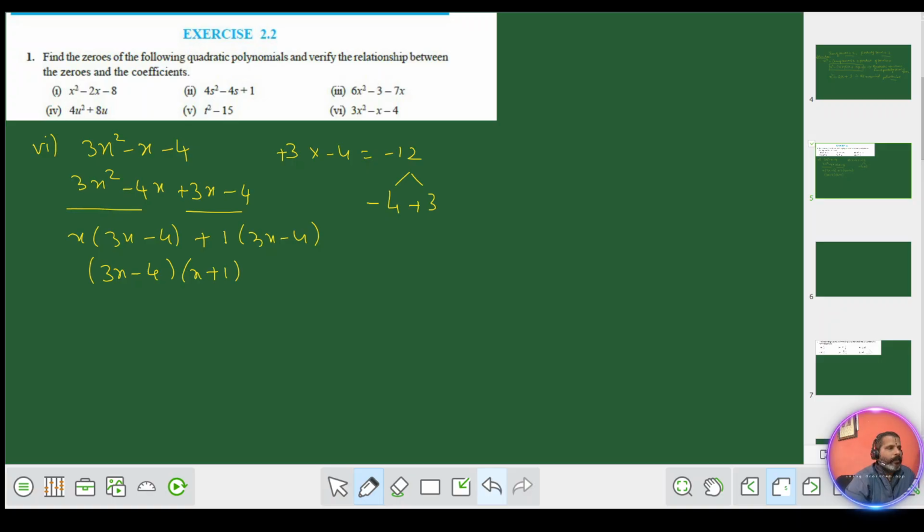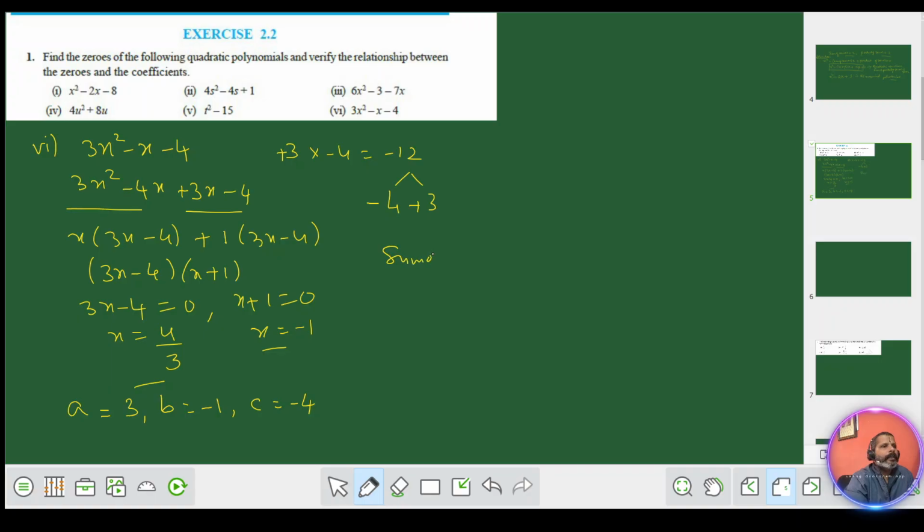To get the zeros here, we have to equate them to the 0 value. 3x minus 4 equal to 0. Then on solving this, we get x equal to 4 by 3. Similarly, x plus 1 is 0, x equal to minus 1. These are the two roots. What are the values of a, b, c? On comparing the given quadratic polynomial with ax square plus bx plus c, we get a is 3, b is minus 1, which is the coefficient of x, c is minus 4, which is the constant term.